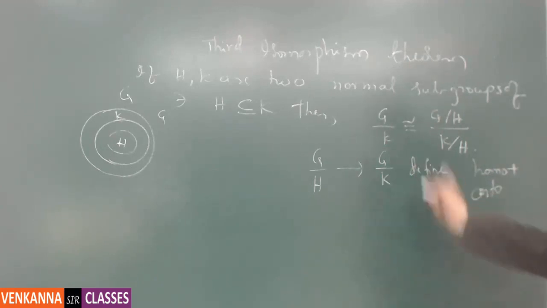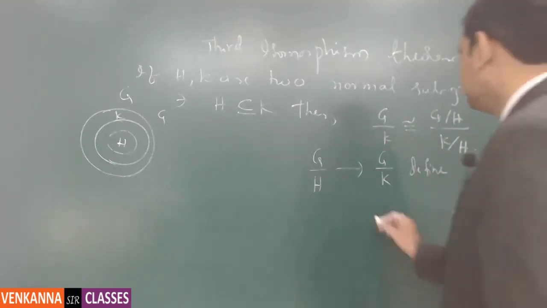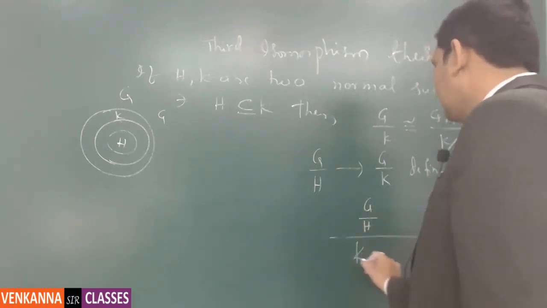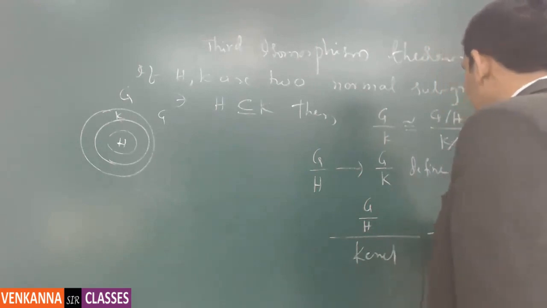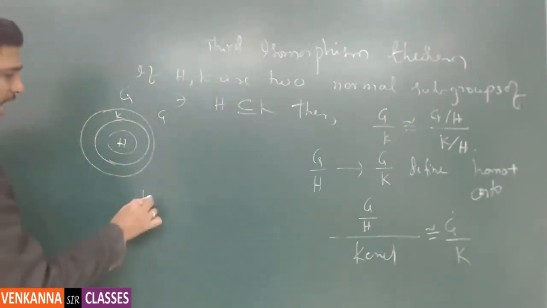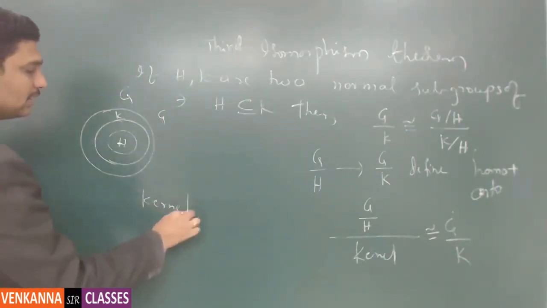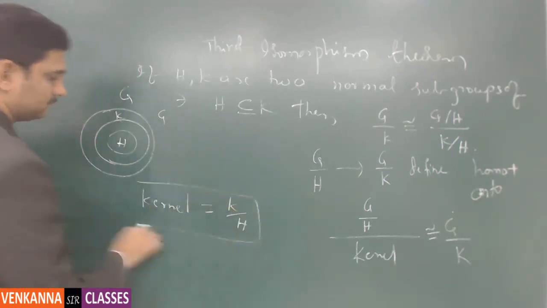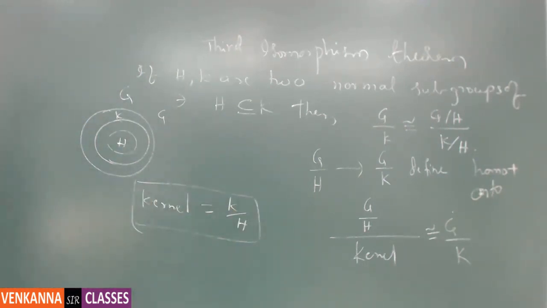Hence, by the fundamental theorem of homomorphism, G/H/kernel is isomorphic to G/K. And at the end, I prove that the kernel is equal to K/H. This is the whole strategy. If you understand the previous theorem's concept, the same concept we are going to apply here.